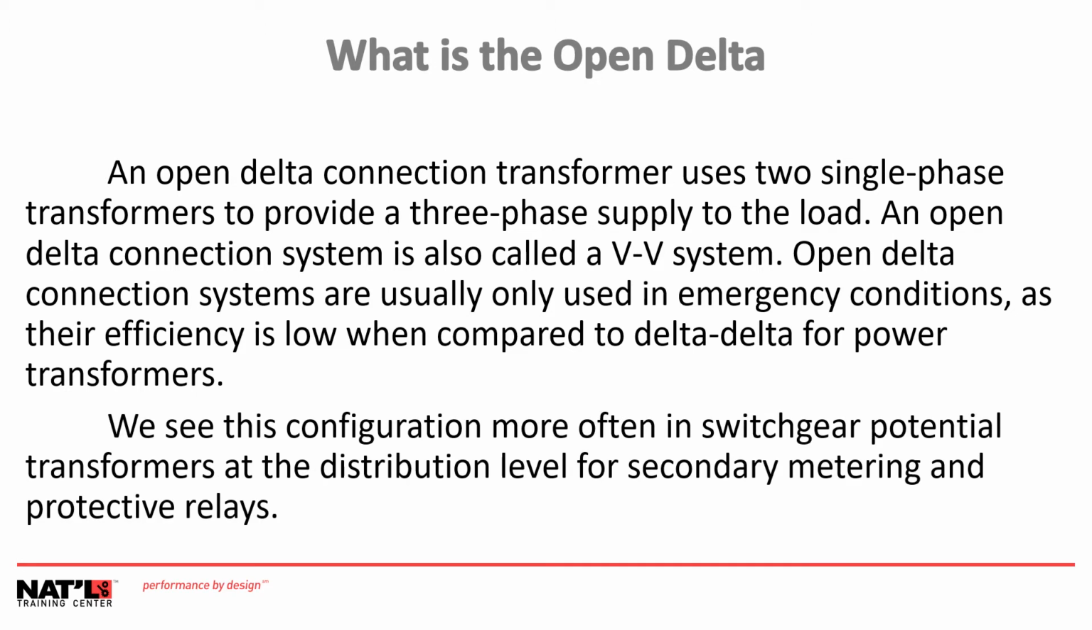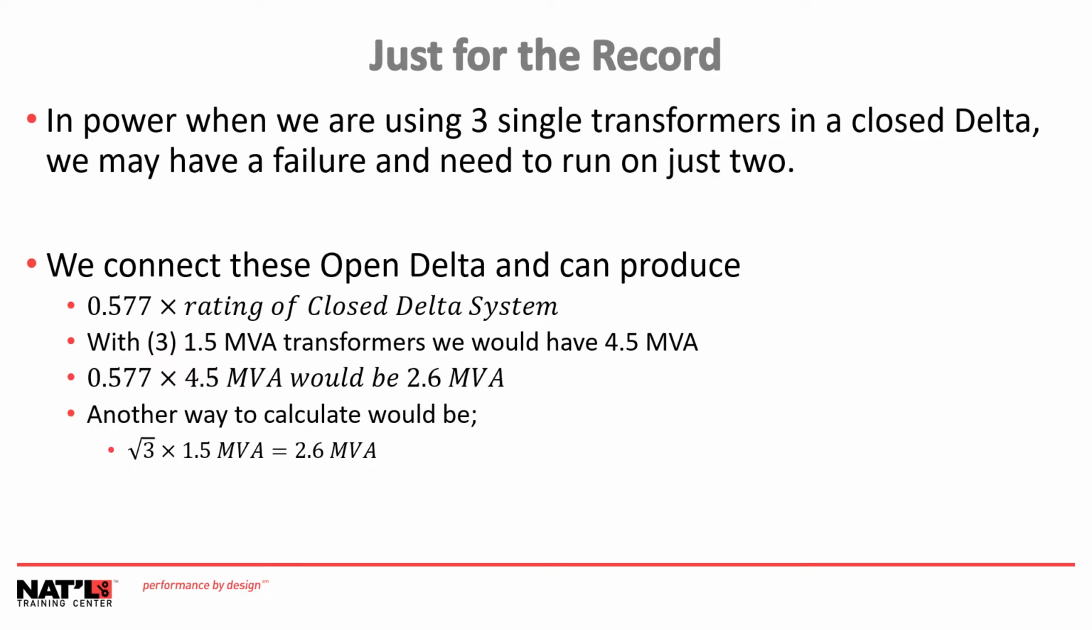We see this configuration more often in switchgear potential transformers at the distribution level for secondary metering and protective relays. Before we get into the use of the open delta in medium voltage switchgear for metering and protection, I want to address briefly the use of the open delta configuration in the power industry.